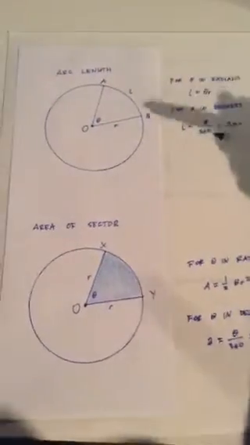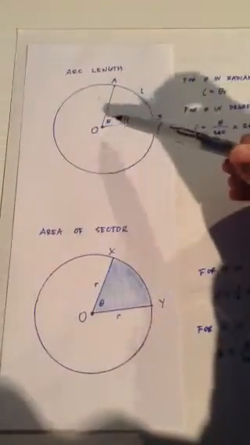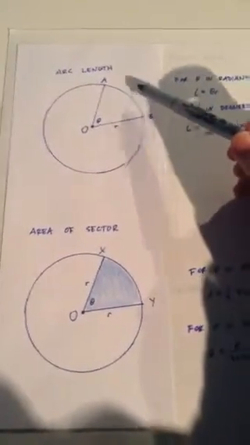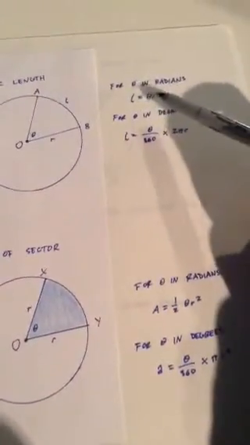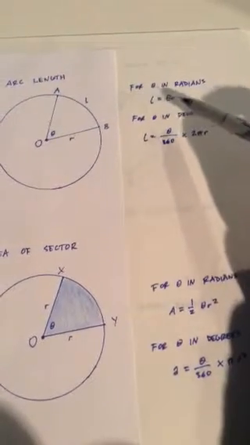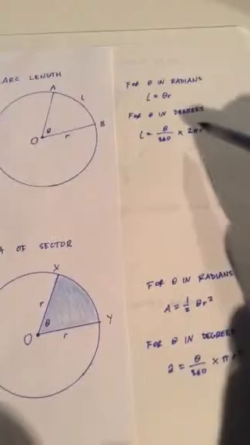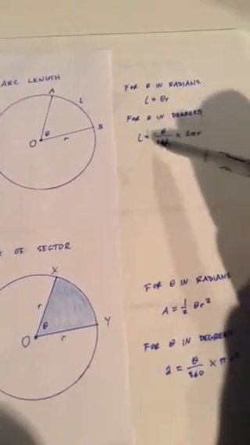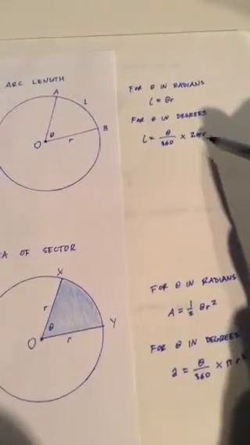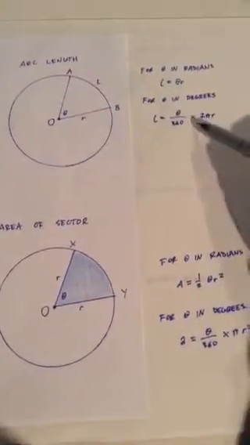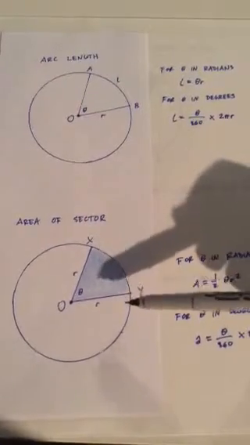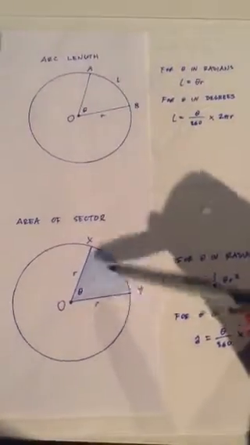Okay, so how do you find the area and arc length? So for arc length, you have your angle right here, which is your theta, and this would be your arc length. For theta in radians, the equation would be arc length equals theta times radius. For theta in degrees, it'd be arc length equals theta over 360 times 2 pi r, which is pretty much the circumference.